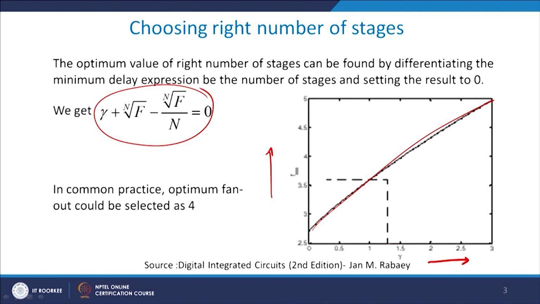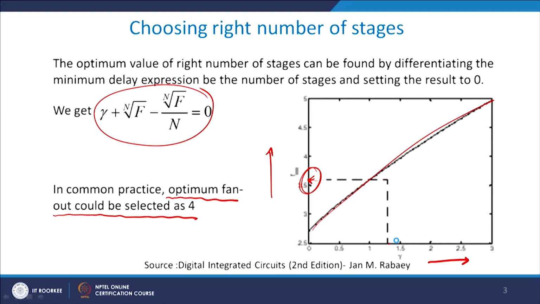Somewhere around, if you fix gamma equals to 1.5, you will get a delay of approximately 3.5 maximum delay, or approximately 4. So in common practice, it is always advisable to keep the optimal fan out equal to 4, right, because this is what you get. So approximately 3.5 to 4 you get if your gamma is equal to 1.5. Gamma is basically your factor which gives you the output ratio of your capacitances.